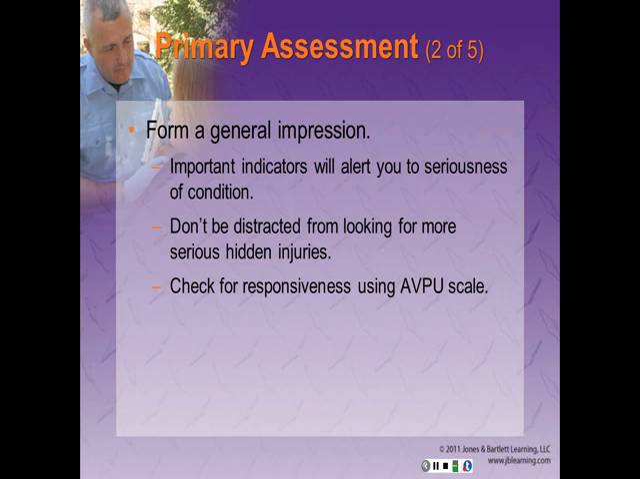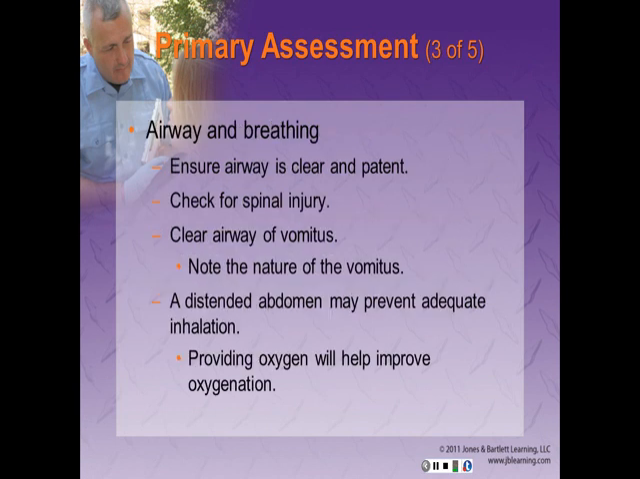Form a general impression. Important indicators will alert you to the seriousness of the patient's condition. Trauma patients with closed abdominal injuries may have what appear to be minor injuries. You should not be distracted from looking for more serious hidden injuries. Check for unresponsiveness using AVPU and provide high-flow oxygen via a non-rebreather mask to all patients whose level of consciousness is less than alert and oriented. An unresponsive patient may have a life-threatening condition.